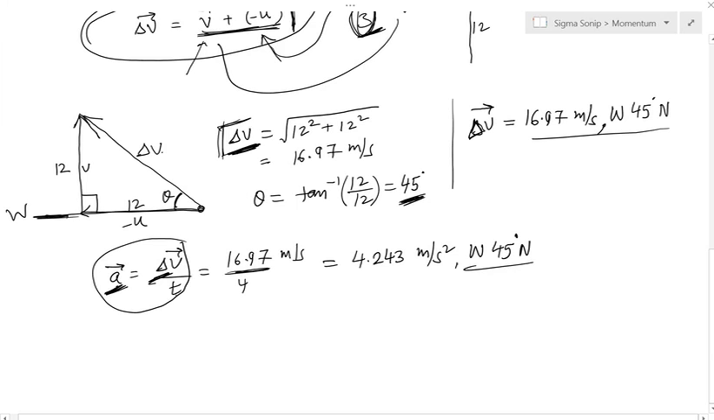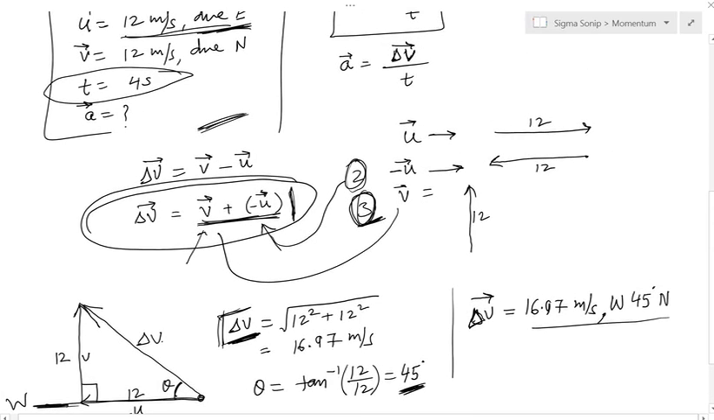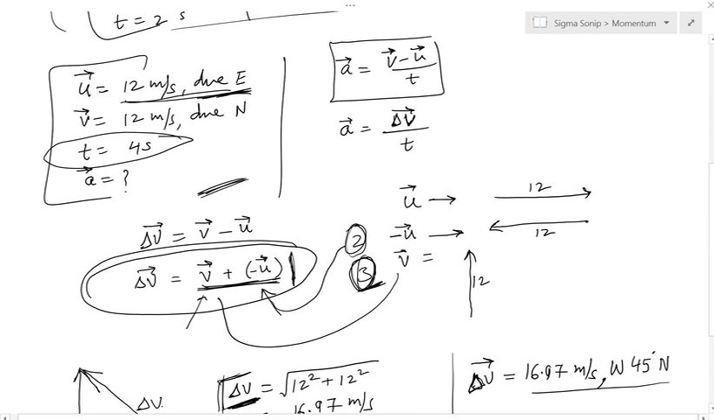So the takeaway from this video is that when you want to find the difference of two vectors, you need to reverse the second vector like here, and then add it to the first vector. That is the biggest takeaway from this video.